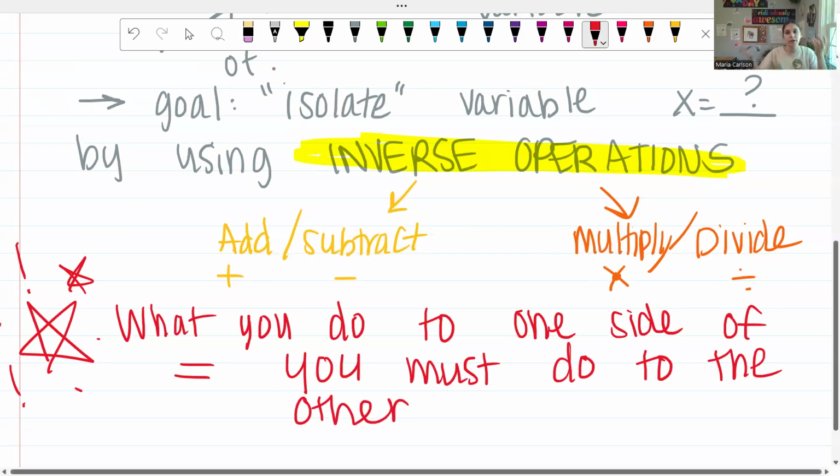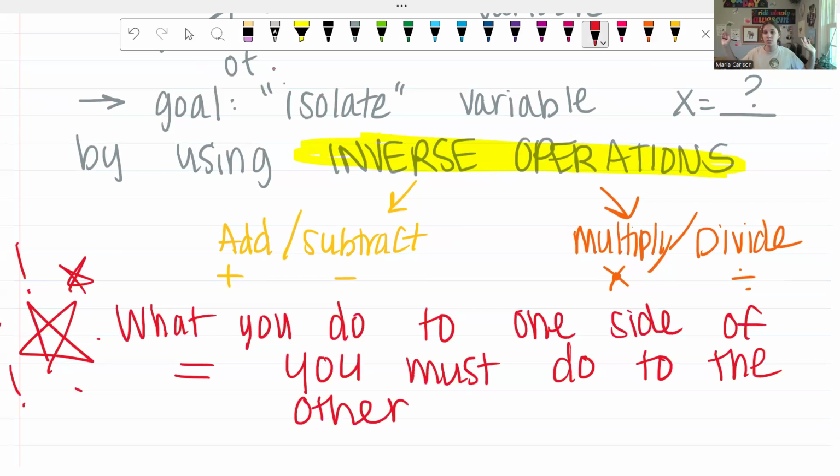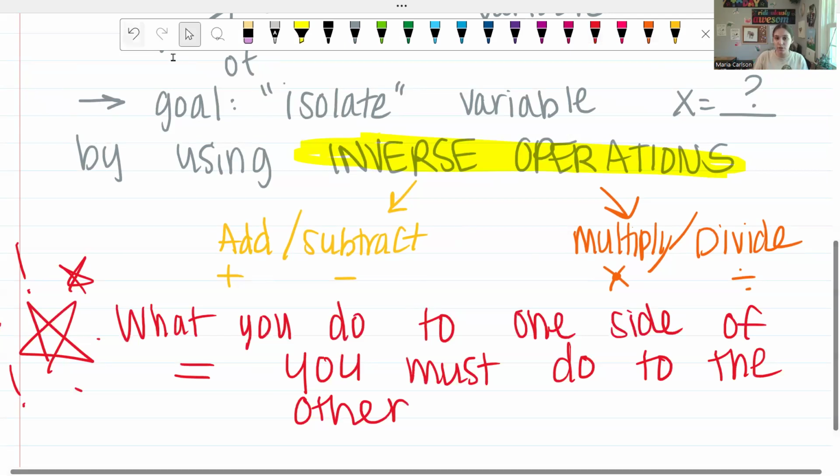If I'm trying to solve an equation and I see maybe that I have some division happening on one side, so I think, oh, okay, I'm going to undo that by multiplying, and I only multiply something to one side, I'm changing the equation significantly. I'm tipping the scale one way. So what you do to one side, you must do to the other because that's just going to keep balance. It's going to keep the equilibrium, if you will.